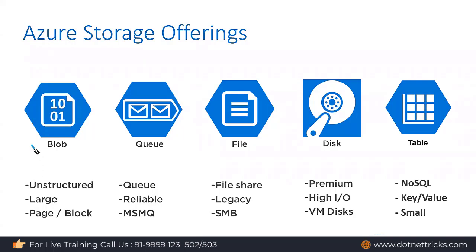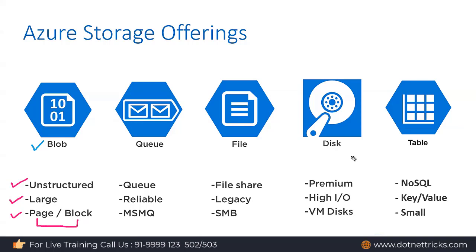The first and most popular one we have here is Blob storage. Blob storage is recommended to store our unstructured data, like files, PDF, audio, video, and to store large files as well. It is recommended to use Blob storage. We can even store the page blob. So there are two types of blob here, page blob and blob.